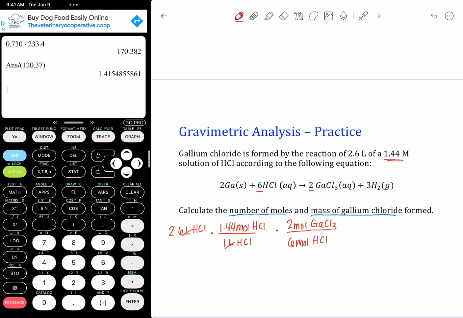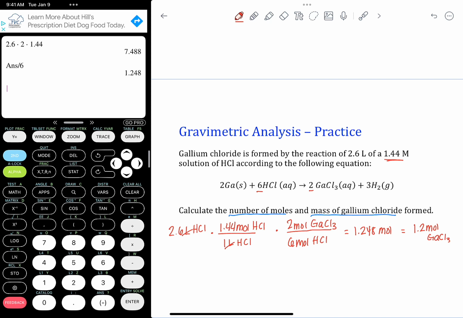Now, because one part of our problem asks us for the number of moles, I'm going to stop here and solve real quick. So we're going to take 2.6, multiply that by 2 and by 1.44. So I'm multiplying the top portions together, and then I'm going to divide by 6. And we get 1.248 moles. Now, with sig figs, this is going to be 1.2 moles of gallium chloride.